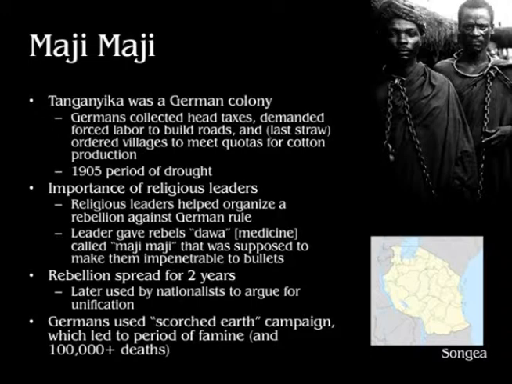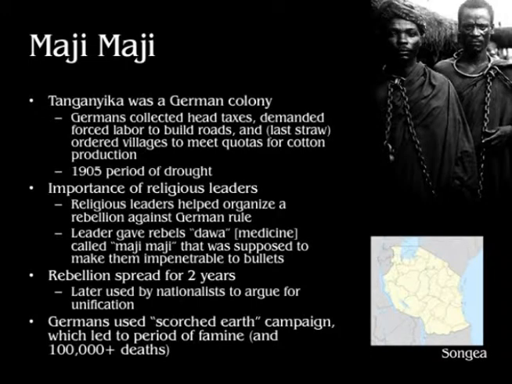This rebellion breaks out in the southern part of the state. I have that map on there which shows you the current day state of Tanzania. The rebellion broke out in that region down south called Songea. But it spreads pretty far. At first, the rebel fighters are fighting the German garrisons. So they're fighting armed soldiers.